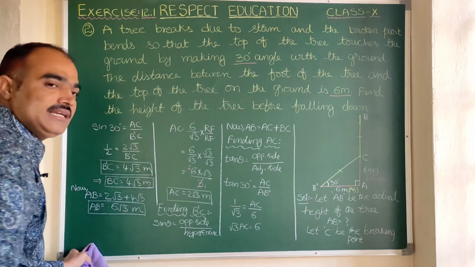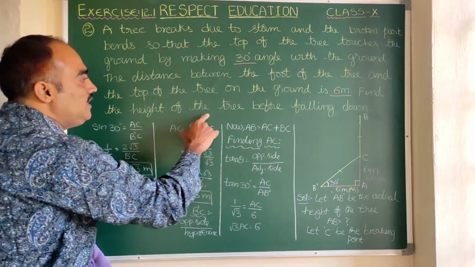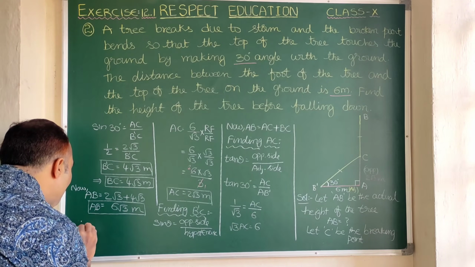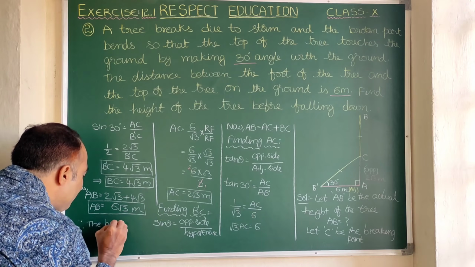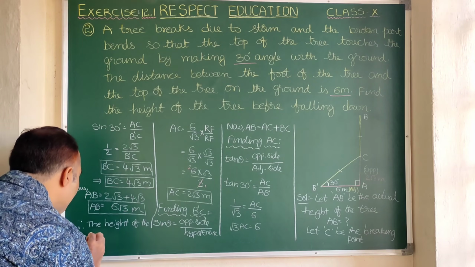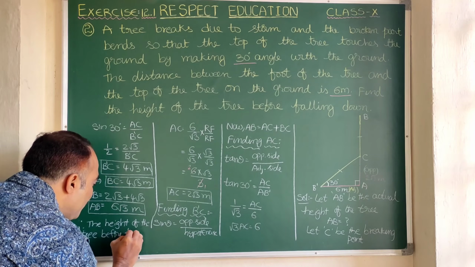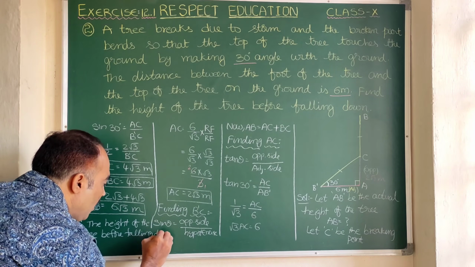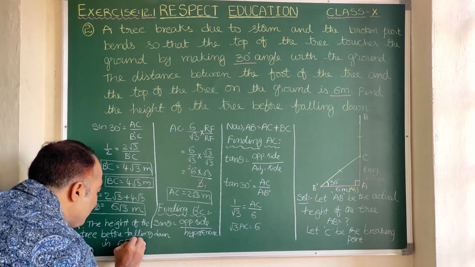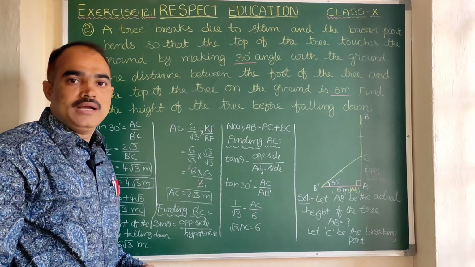Now we need to write the last statement. What you see here is: find the height of the tree before falling down. Let us copy the statement here. Therefore the height of the tree before falling down is 6 root 3 meters. So with this, problem 2 gets completed.